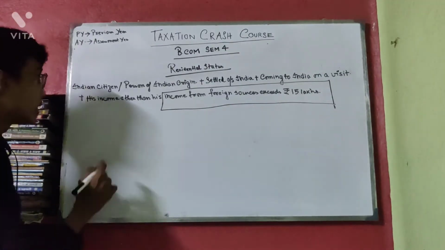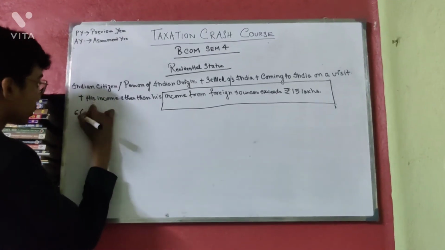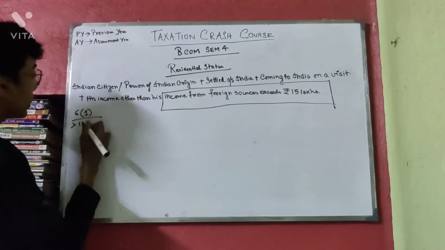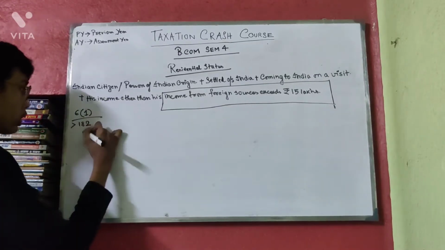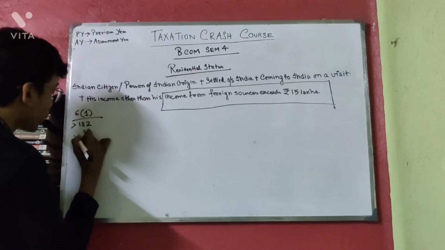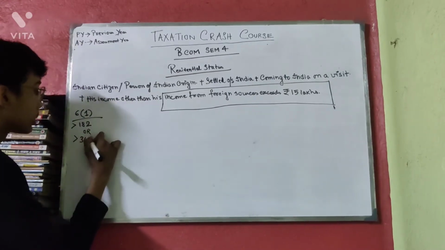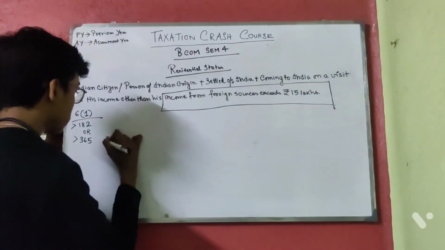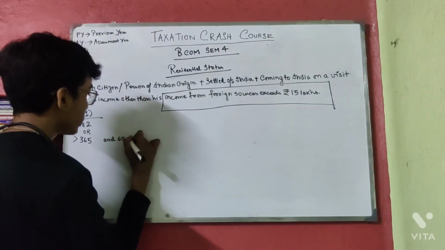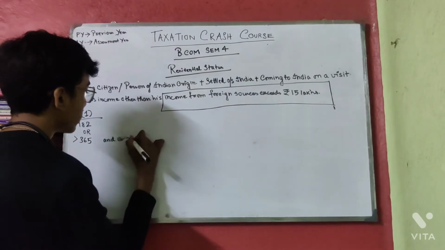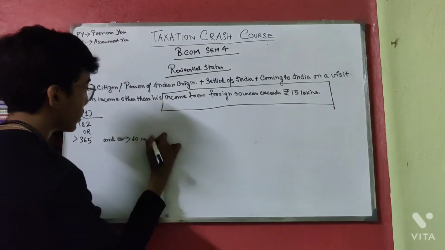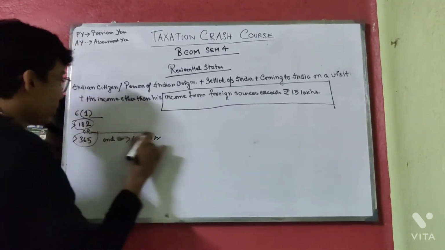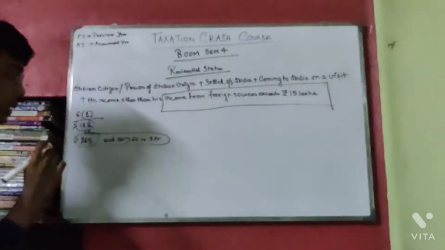As we have already read in section 6(1), if he has stayed in India for 182 days or more, or he has stayed in India for 365 days or more in the 4 years immediately preceding the relevant previous year and 60 days or more in the relevant previous year, then if any of the conditions is satisfied, you will tell him to be a resident.